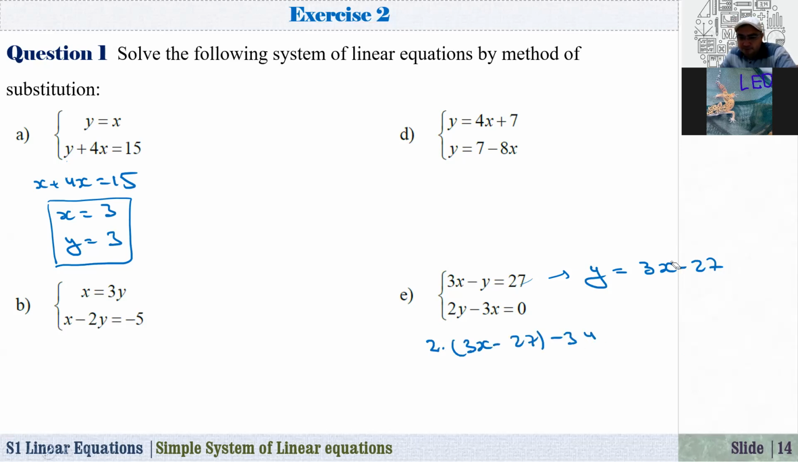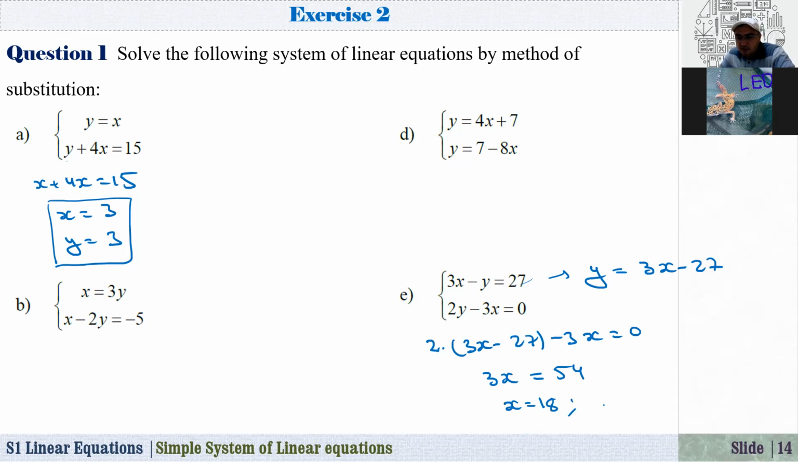Minus 3x is equal to 0. So now if you expand this and simplify this, 2 times 3x, 6x minus 3x, that is 3x. And 2 times negative 27 is negative 54. Take to the right-hand side, it is positive 54. So from here, what is x? 54 divided by 3 is 18.